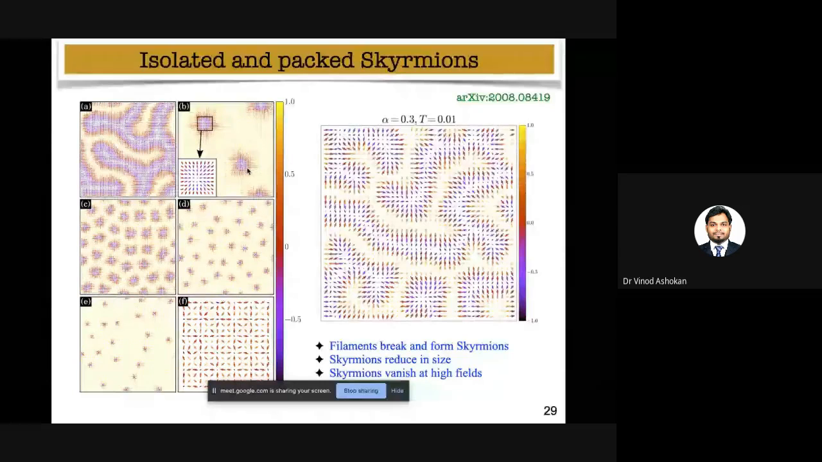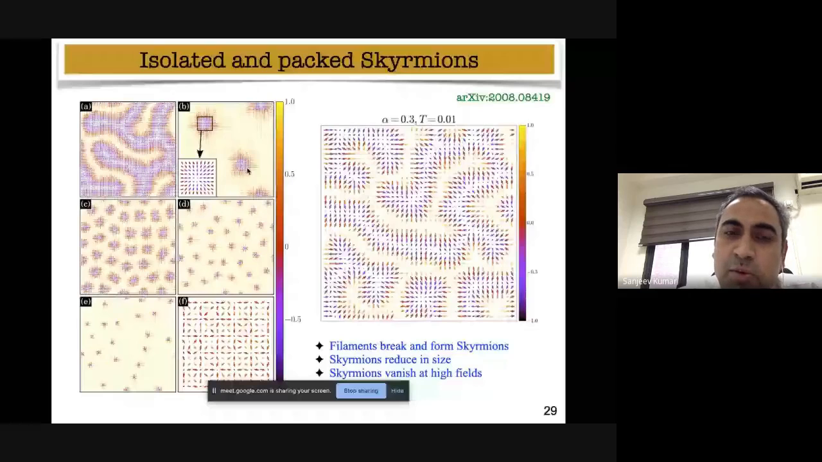So is there any experiment related to this? Is it theoretical? Yeah, there are many experiments where they have actually shown this.